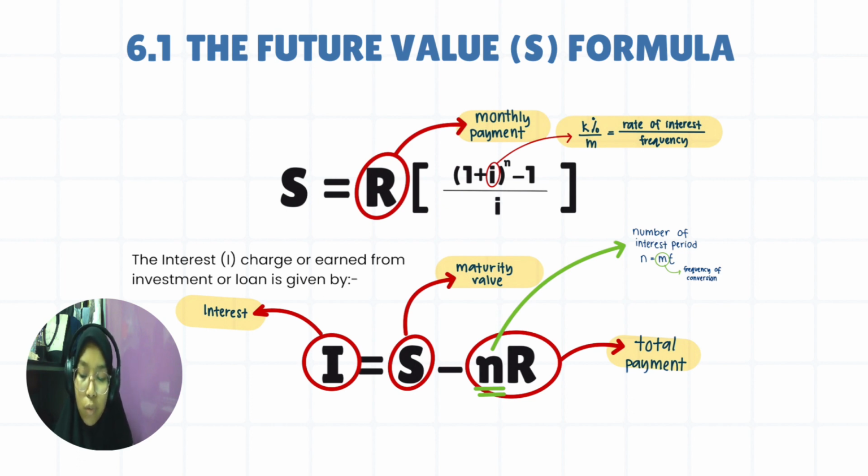From this formula, if you want to find the interest, we use the formula I equals S minus N times R, where N is the number of payments and R is the payment, S is the maturity value and I is the interest.